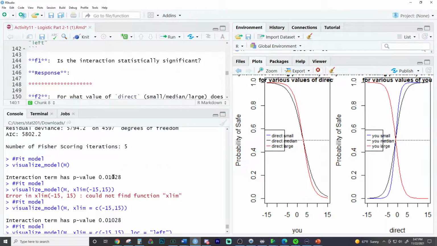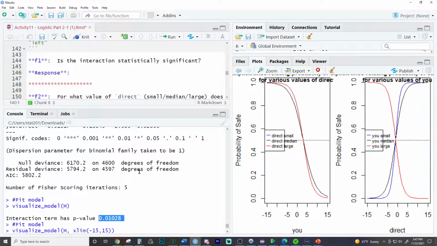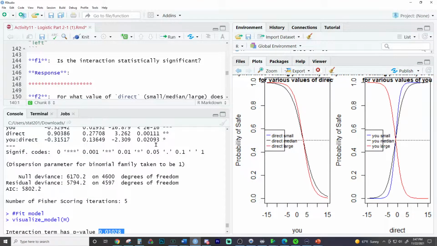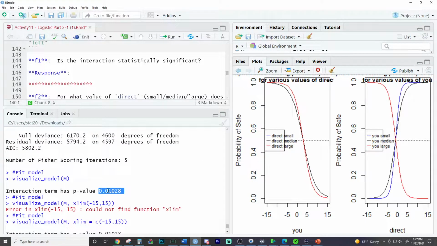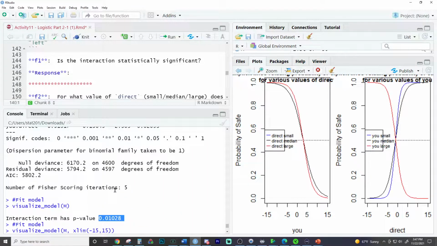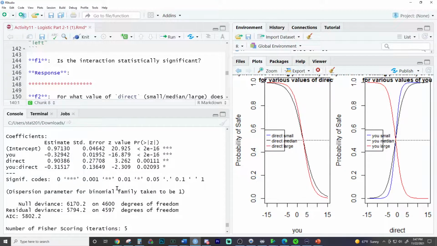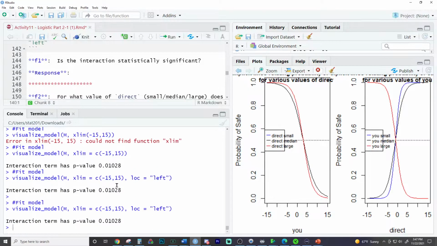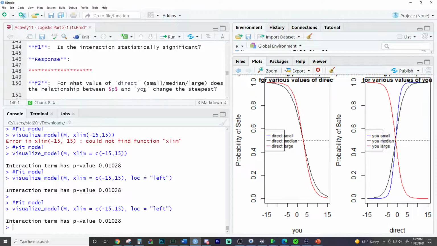Is the interaction statistically significant? Well, yes, it is. And there's the p-value all across. So the p-value right here, is it calculated a little bit differently? I think it is. It might be doing a drop one type test, but it is very statistically significant. We see statistical significance with the p-value right there.